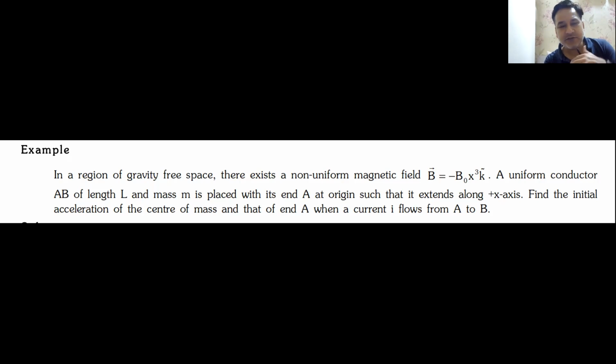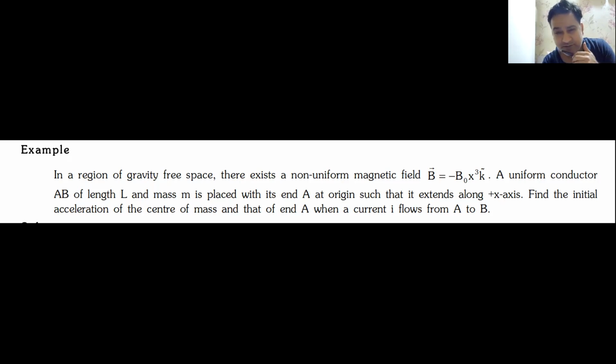In a region of gravity-free space, there exists a non-uniform magnetic field B is equal to minus B naught x cube k. So it varies along the x-axis. A uniform conductor, uniform means uniform cross section, everything is same, AB of length L and mass M is placed with its end A at the origin such that it extends along positive x-axis. Remember, no diagram is given. Find the initial acceleration of the center of mass of the rod and of the end A when a current I flows from A to B. So I am making a current I to flow from A to B.